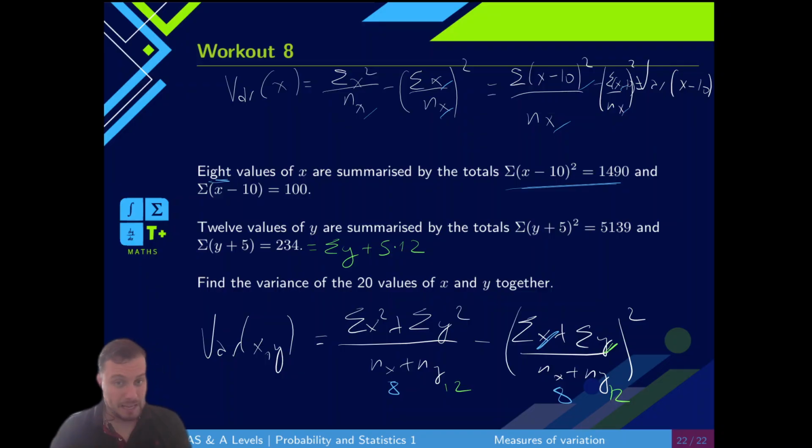Analogously, we can do the same thing with y. This would be the sum of y squared over n of y minus the sum of y over n of y squared. That will be equal to the sum of y plus 5 squared over n of y minus the sum of y plus 5 over n of y squared. Same that we can find this beautiful thing here, and then we can plug all that together and find the value for the variance. This is a very interesting problem. I recommend that you take a look at it.